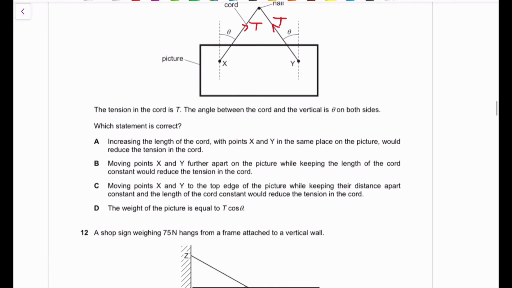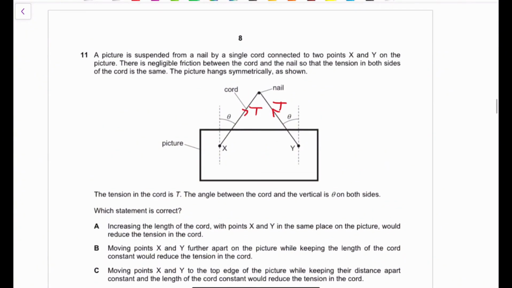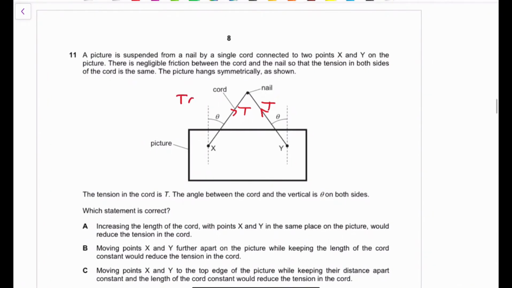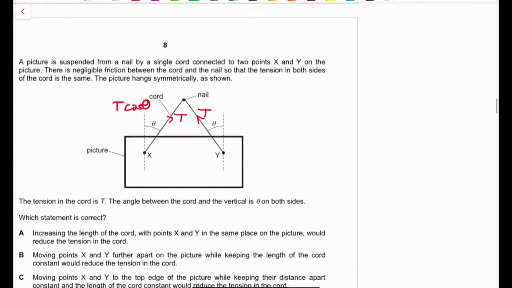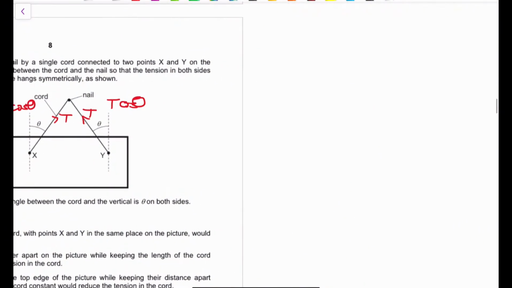The tension in the cord is T. The angle between the cord and the vertical is going to be theta on both sides, okay? So basically, we can resolve this T into this component, which is going to be T cos theta. And we can resolve this into the other component, which is going to be T cos theta, right? So these two components adding up, they'll give you a total of 2T cos theta.